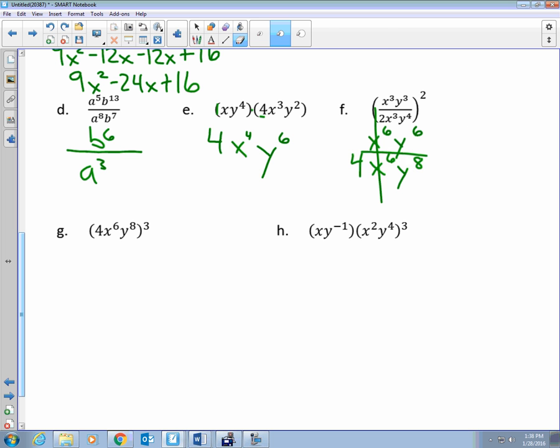All right. y to the 6th over y to the 8th. What's that going to give me? On the bottom. So we have 1 over 4y squared as our answer. The x's are gone. The 4 stays on the bottom. And you have more y's on the bottom than you did before. Okay?